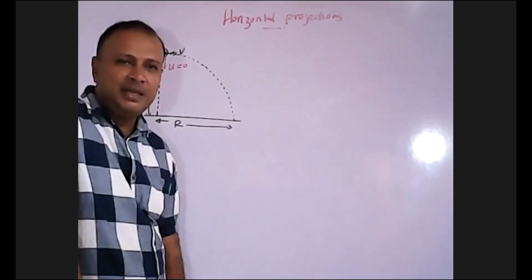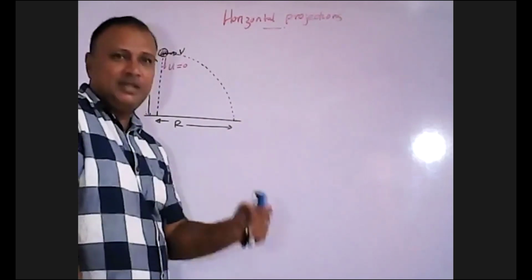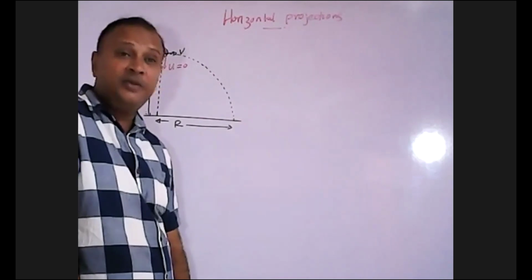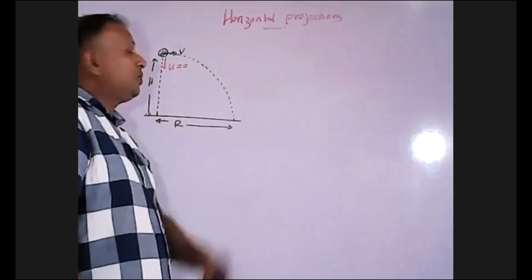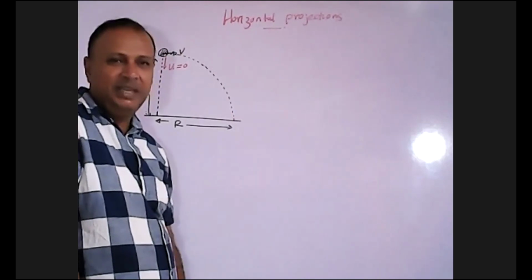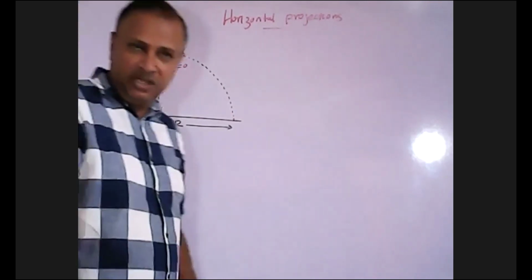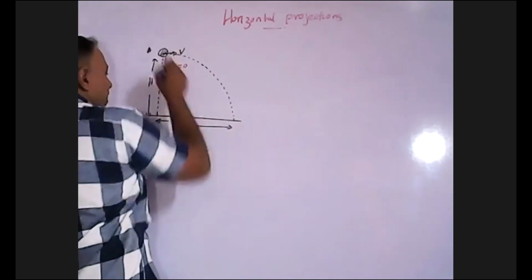Therefore I can write that equation: H is equal ut plus 5t square. And if u is 0, definitely h is equal to 5t square. Therefore, in horizontal projections, capital H is equal to 5t square because the initial velocity is 0.